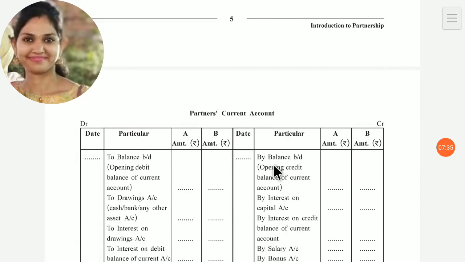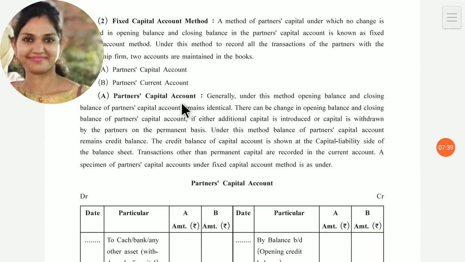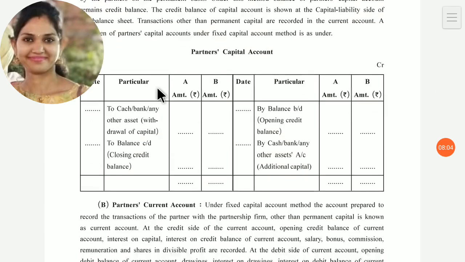Understand, girls? There are two methods: the fluctuating capital account method and the fixed capital account method. In the fluctuating capital account method we have to prepare only one account, the partners' capital account, and in the fixed capital account method we have to prepare two types of account. In the partners' capital account, the opening balance and closing balance mostly remain the same, and all the adjustment entries we will give in the partner's current account, right?